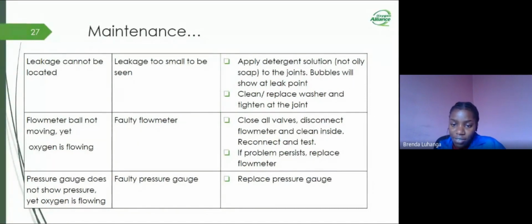And lastly, pressure. Sometimes the pressure gauge does not show any pressure, yet there is oxygen flowing. So this might mean that the pressure gauge is faulty. So you can just replace it with a new pressure gauge.